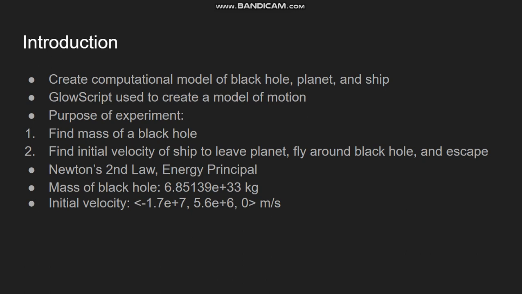second experiment is to determine the initial velocity a ship would need to have so it can leave a planet, come close to a black hole, but eventually leave. Newton's second law governed this experiment.